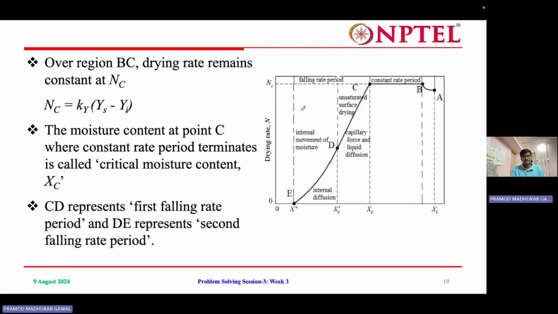So over the region B to C, the drying rate remained constant at Nc. So Nc is equal to Ky, the mass transfer coefficient, into humidity at saturation conditions minus humidity at initial conditions. The moisture content at point C where the constant rate period terminates is called the critical moisture content. And CD represents the first falling rate period and DE is the second falling rate period.